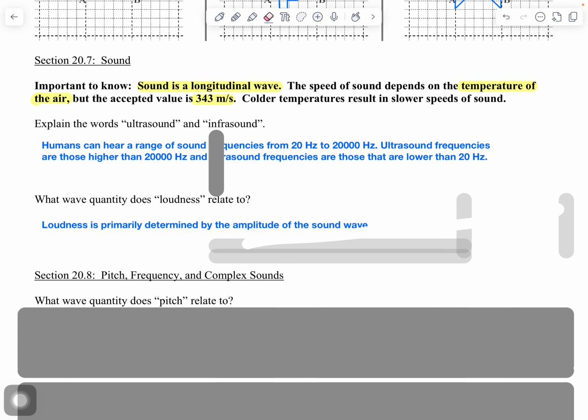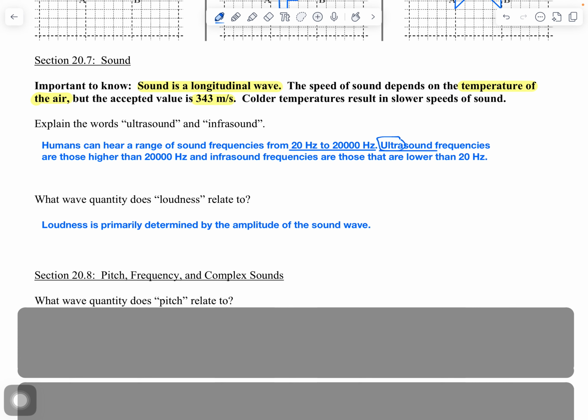Okay, let's explain these. Humans can hear a range of frequencies from 20 to 20,000 hertz. Ultrasound, ultra means greater. So ultrasound frequencies are frequencies that are greater than human hearing. A good example of that would be a dog whistle. A dog whistle has a frequency higher than 20,000 hertz, so humans cannot perceive this sound. They cannot hear it. A dog, however, can, because it is in the range of hearing for a dog.